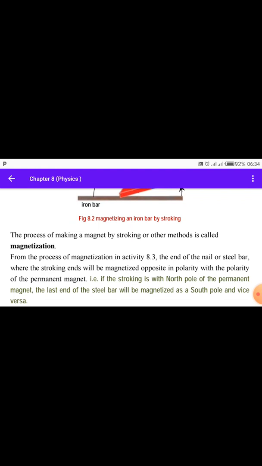Making a temporary magnet is what this is. It cannot be used repeatedly; when the magnet is moved away, those things, the steel and the pins, no longer attract. So the method of making a temporary magnet is called magnetization. Magnetization is the process of making a magnet. From the process of magnetization in activity 8.3, the end of the nail or steel bar where the strokes end will be magnetized.